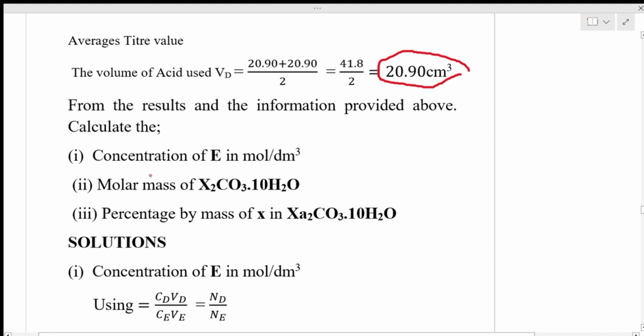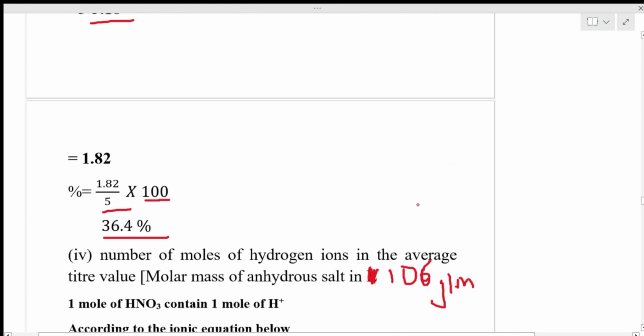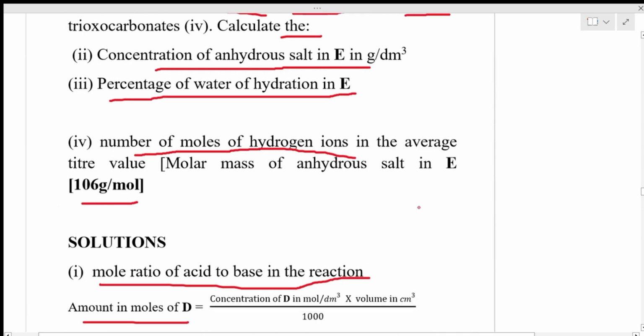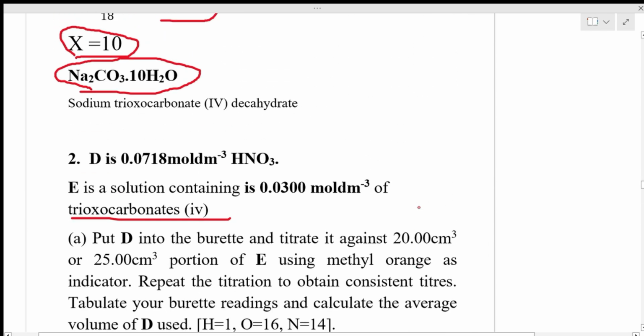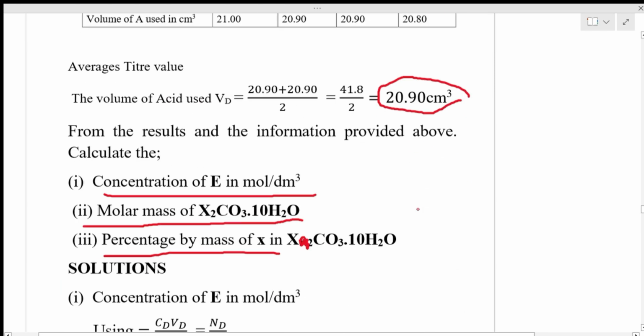From the results and the information provided above, calculate the concentration of E in mole per dm³, the molar mass of X2CO3.10H2O, and the percentage by mass of X in X2CO3. Let's go back. Okay, good. Now you can see the X2CO3.